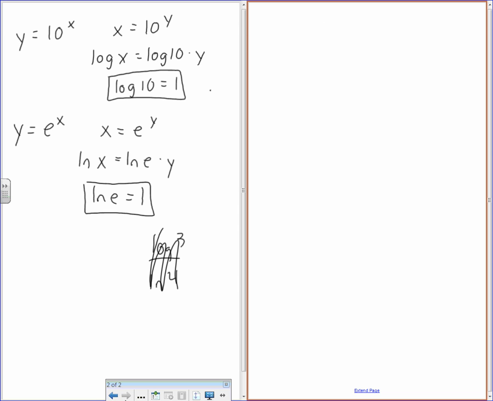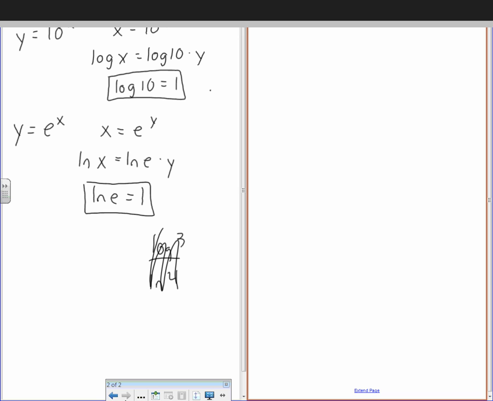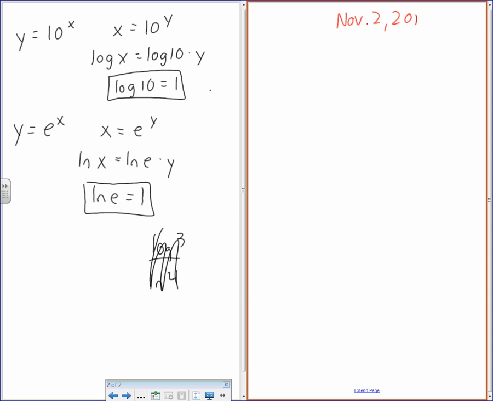So let's go to our warm-ups here, and then we'll get going. Today's November the 2nd, 2015. 200 equals 10 times 2 to the x.